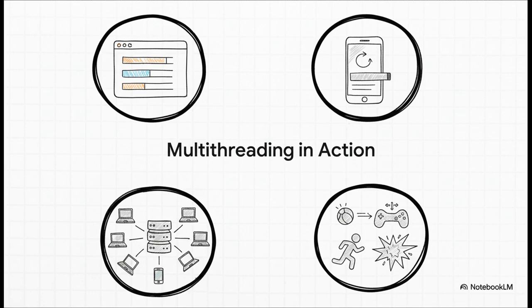High-performance video games, they use different threads for graphics, for physics, for enemy AI. Those giant web servers that handle thousands of users at once, you guessed it, they give each user their own thread. Multi-threading is, quite literally, running your world.